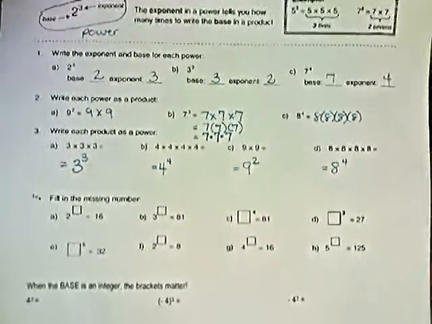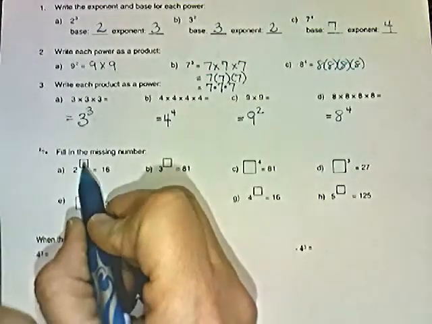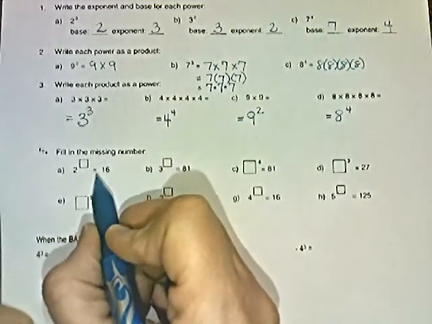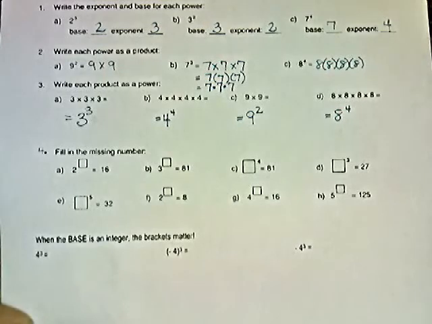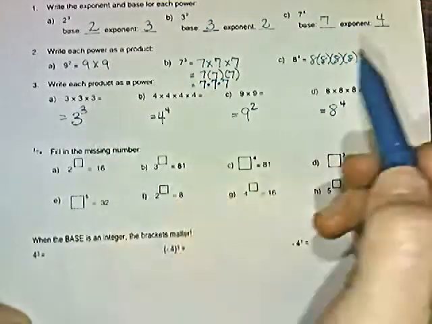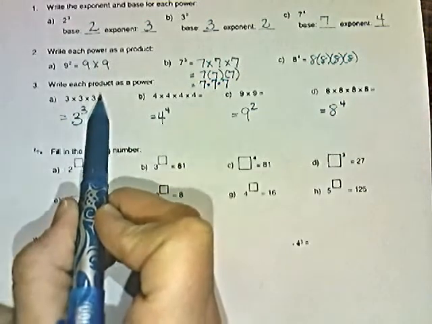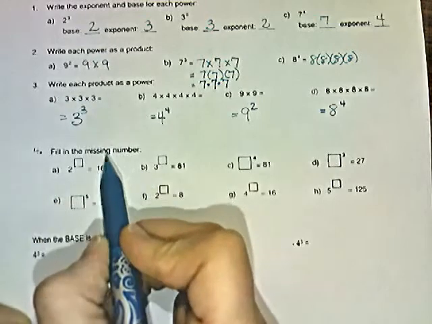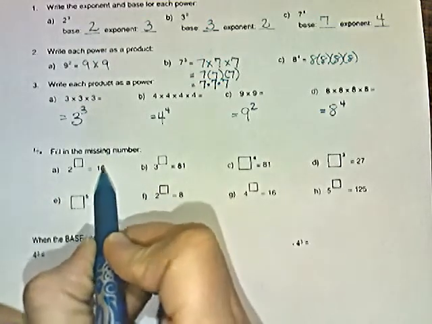All right, the next exercise has us filling in the missing number. 2 to what exponent would evaluate to a 16? If you're ever asked to evaluate a question rather than simplify, this would be simplified exponential form, here simplified as a product. This would be evaluated. Get it to the final value that it is equal to.